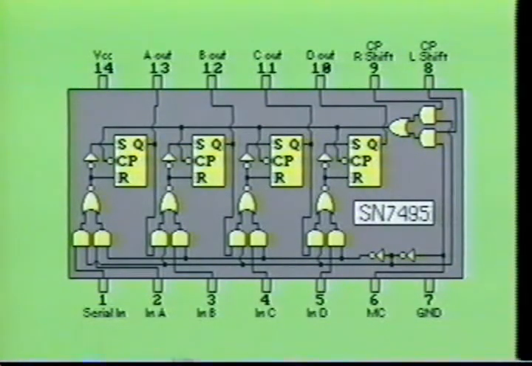Data transfer occurs on the negative transition of the clock pulse due to the inverters being placed at the clock inputs of the RS flip-flops.